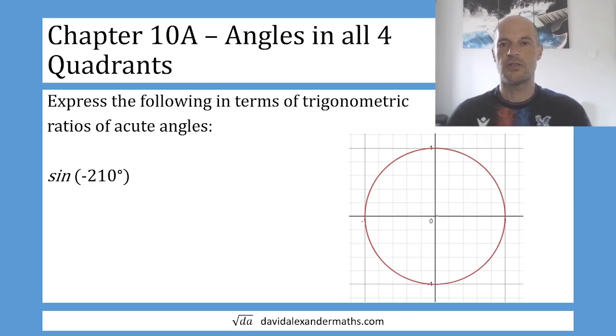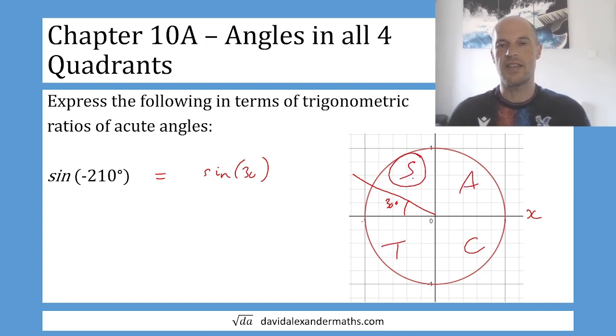The sine of minus 210, so again it's a negative angle, so we're going around in a clockwise direction. So here is minus 180, so minus 210 will be all the way around to here. What is the angle that is generated between this line and the x-axis? Well, that will be 30 degrees. So I can say that the sine of minus 210 degrees is the same as the sine of 30, but is it positive sine 30 or negative sine 30? Well, let's have a look. C-A-S-T, the angle is in the S quadrant where sine is positive, so it's the positive sine of 30.